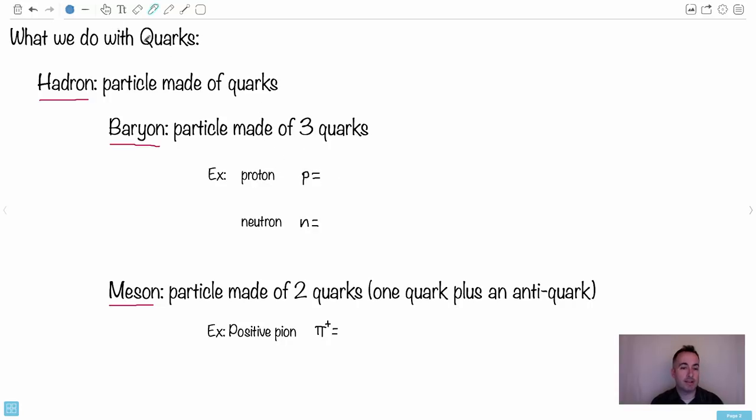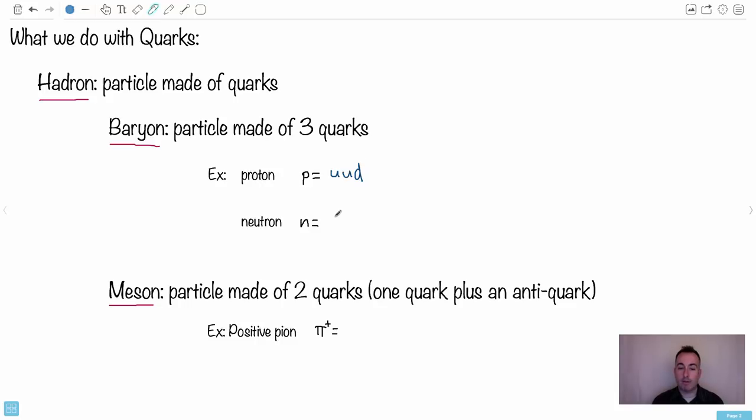So a proton is going to be made up of this. It's going to be up, up, down quarks. So it's got three quarks, right? See, three quarks. That's why it's a baryon. And because it's made of quarks, it's a hadron. It goes up, up, down. Now, does the order matter? No. You could say it's down, up, up. You can say it's up, down, up. It doesn't matter. The fact that it has two ups and a down, that's the important part.